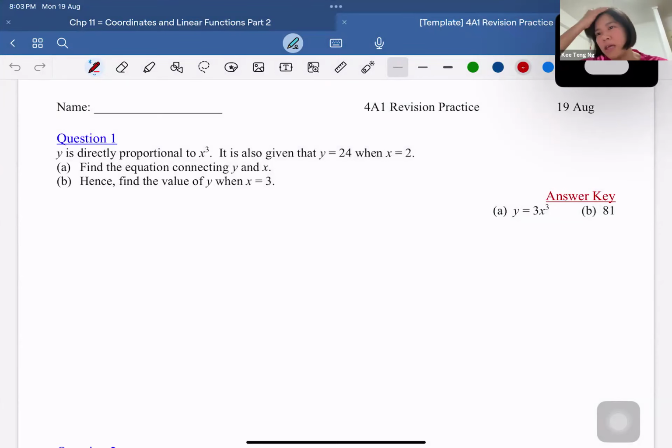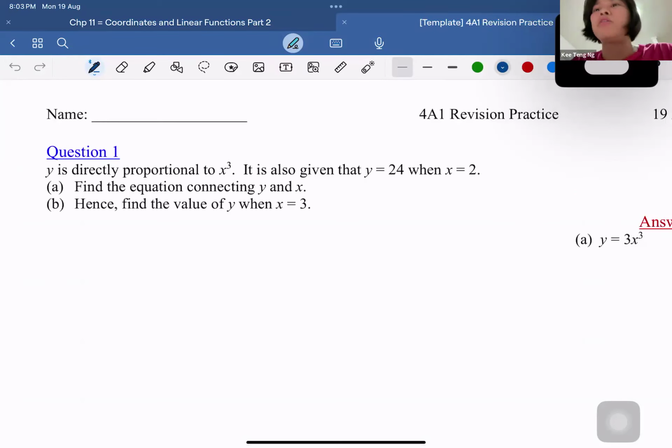Today we're going to look at 4A1 revision practice. We have two basic questions on direct and inverse proportion first. So let's begin with the first question. Y is directly proportional to x cubed.